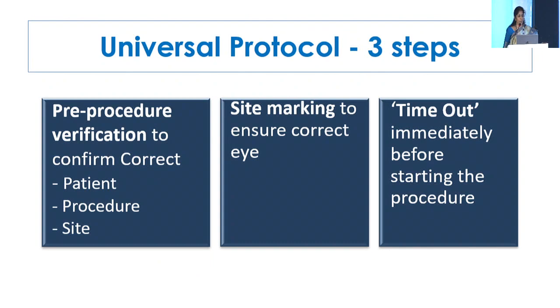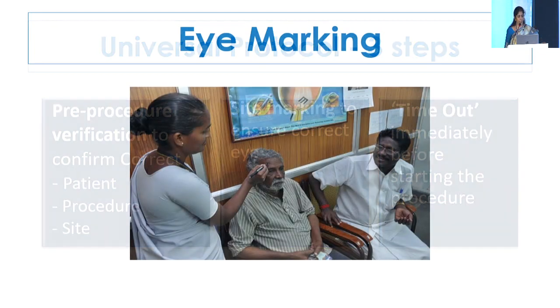Now, the universal protocol is something which is very important. I think this has been said multiple times in healthcare, that this is the most important step every caregiving team member has to follow to ensure we prevent wrong eye or wrong events. One is pre-procedure verification to confirm the correct patient, procedure, and the site. Second, again very important, is site marking, especially as sir has mentioned. Considering we have the laterality issue in ophthalmology, we'll have to take a lot of care, and a timeout is a must before starting the procedure.